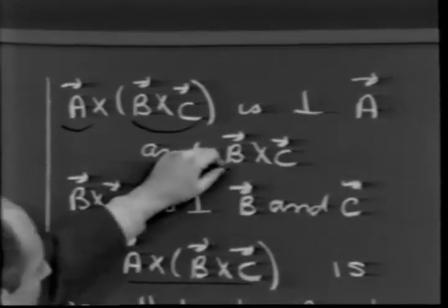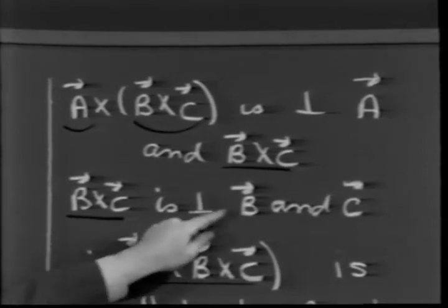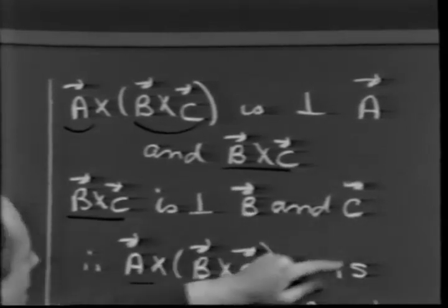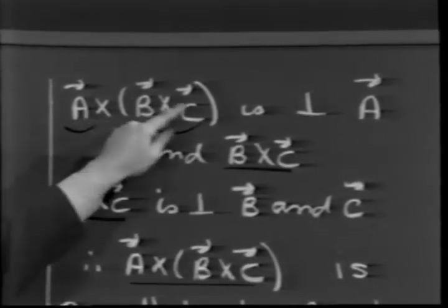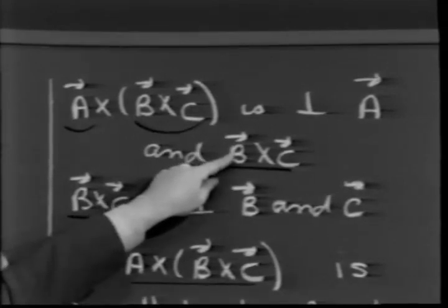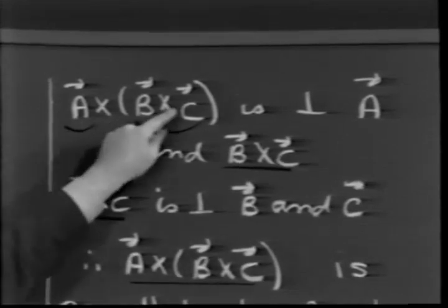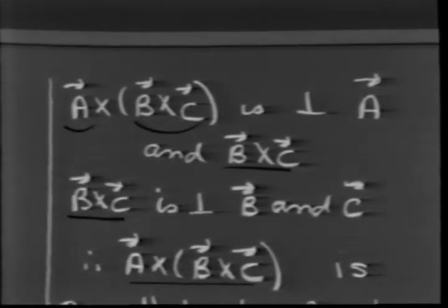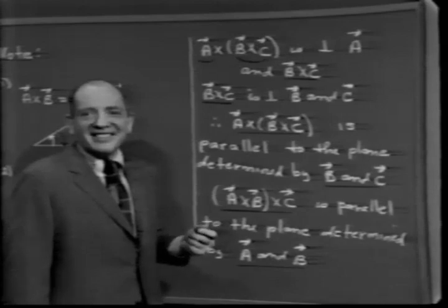On the other hand, what about B cross C as a vector itself? B cross C is perpendicular to both B and C. So what do you have here? You have that whatever A cross (B cross C) is, it's perpendicular to B cross C, which in turn is perpendicular to both B and C. That sounds like a tongue twister, but if you decipher it, all it says is that A cross (B cross C) is perpendicular to the perpendicular to B and C. And I call that deciphering it. What is the perpendicular to the perpendicular?